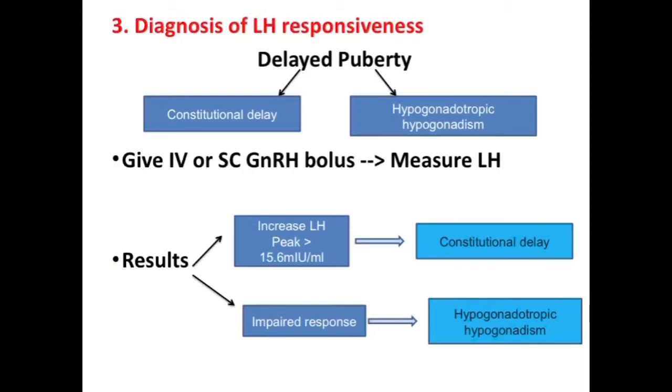In patients who have an increase in LH levels after being given the bolus of GnRH, with a peak of more than 15.6 milliunits per mL, their delayed puberty is due to a constitutional delay. In patients with impaired response, or no increase in LH levels, this is due to hypogonadotrophic hypogonadism.